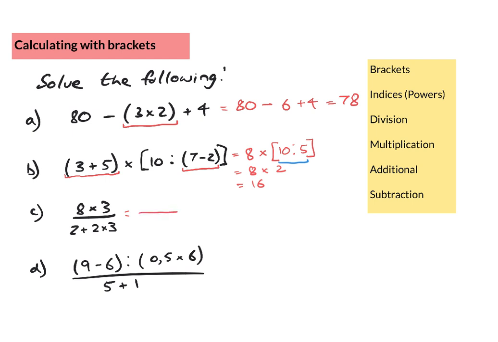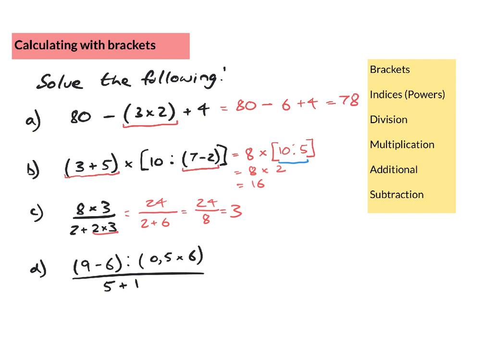Looking at the top of my fraction, I can just simplify it. 8 times 3 is 24. As to the bottom of the fraction, I have an addition and multiplication. Multiplication I must do first. So I do 2 plus 2 times 3. 2 times 3 is 6, so it's 2 plus 6. Let's tidy this up. I have 24 still on the top. I have 2 plus 6, which is 8. And 24 divided by 8 is equal to 3.